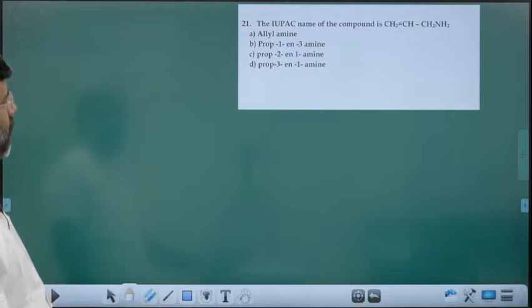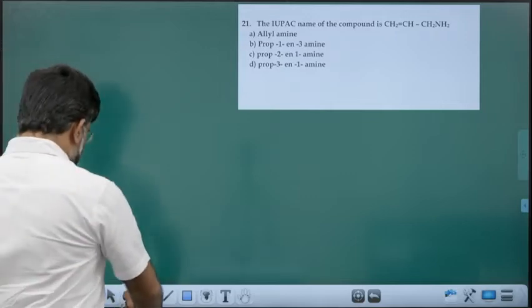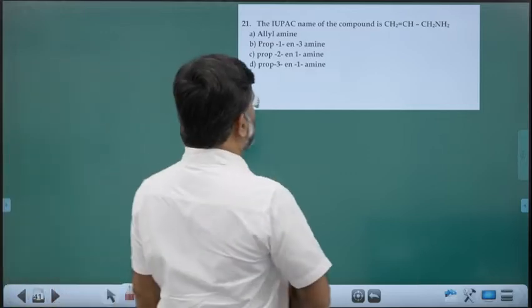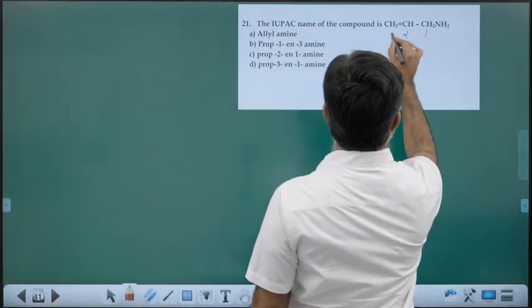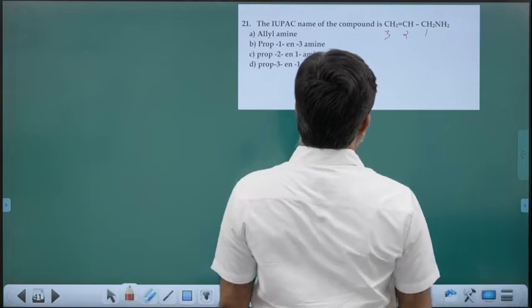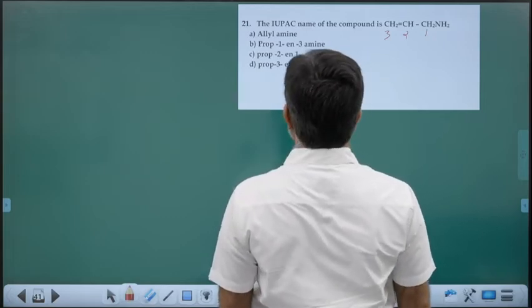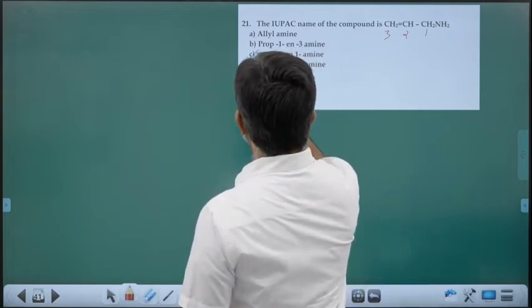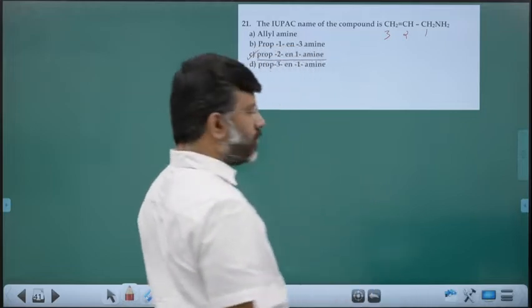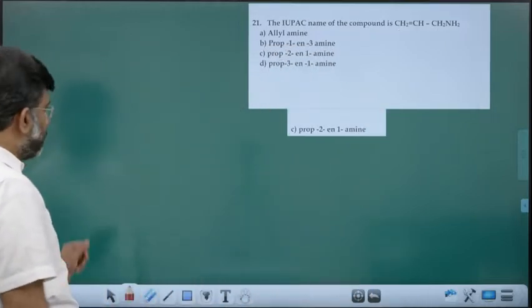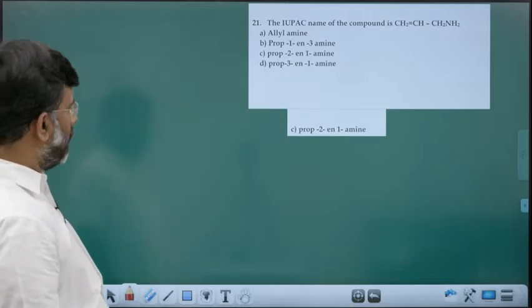IUPAC name of the given molecule is. How to start the numbering? It is 1, 2, 3. Prop-2-en-1-amine. Option C, prop-2-en-1-amine. Next.